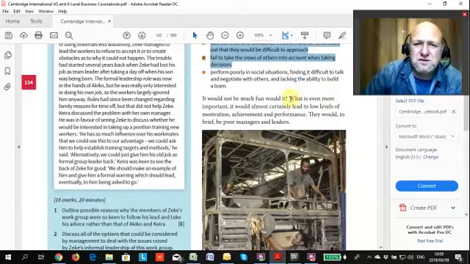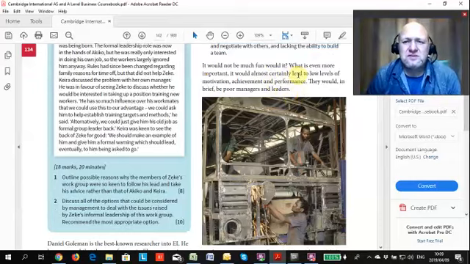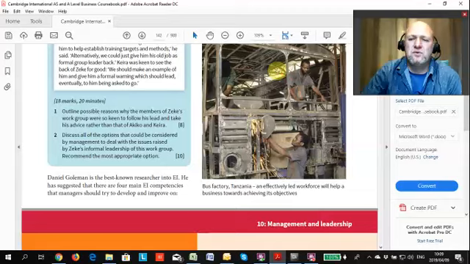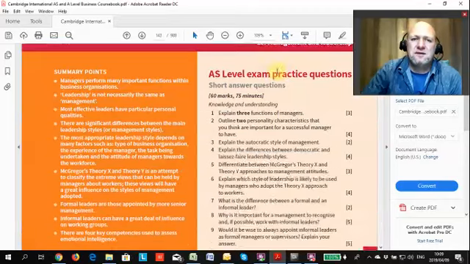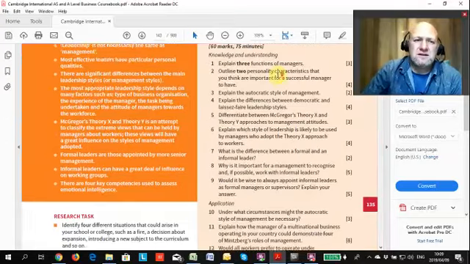But it's important to note that certain deficiencies will lead to low levels of motivation, achievement, and performance. They would in brief be poor managers and poor leaders. Okay, then basically for homework, here's a summary. Let's just quickly run through it.